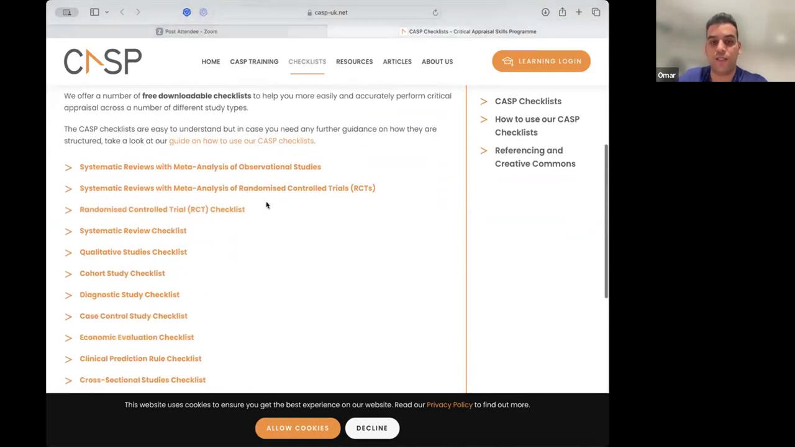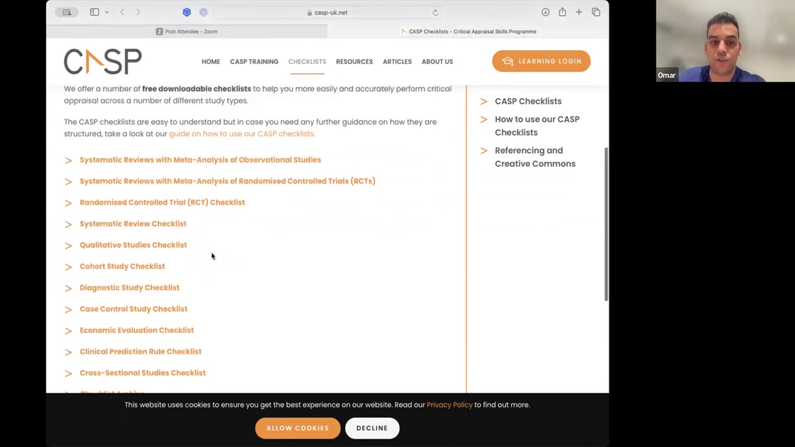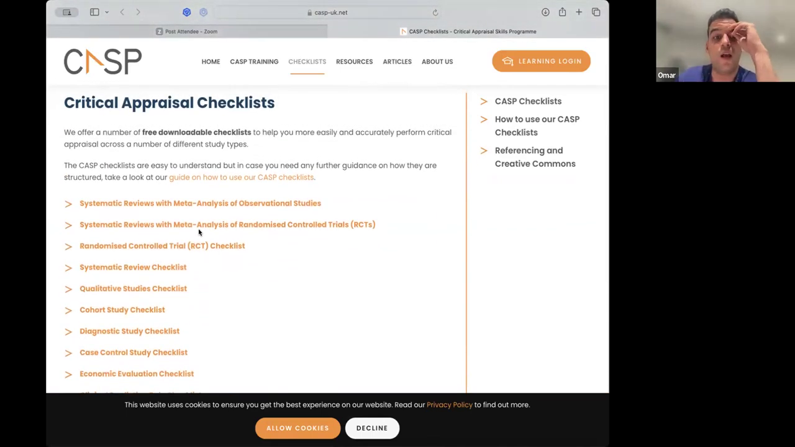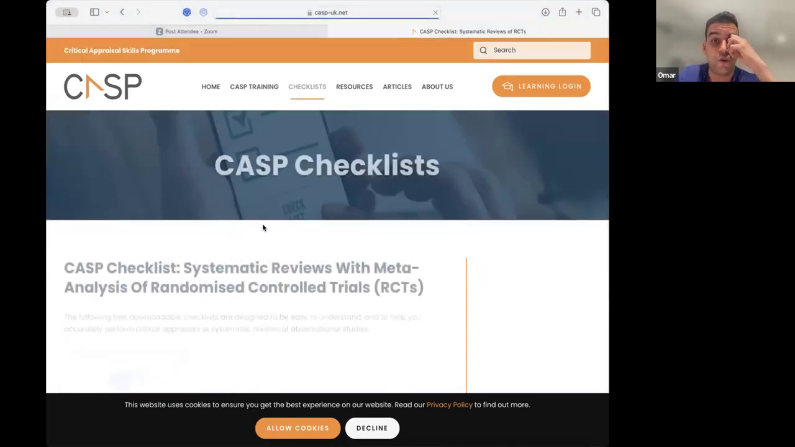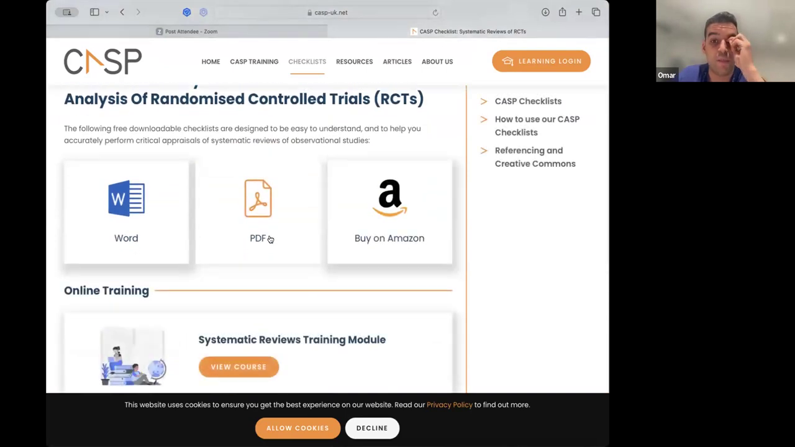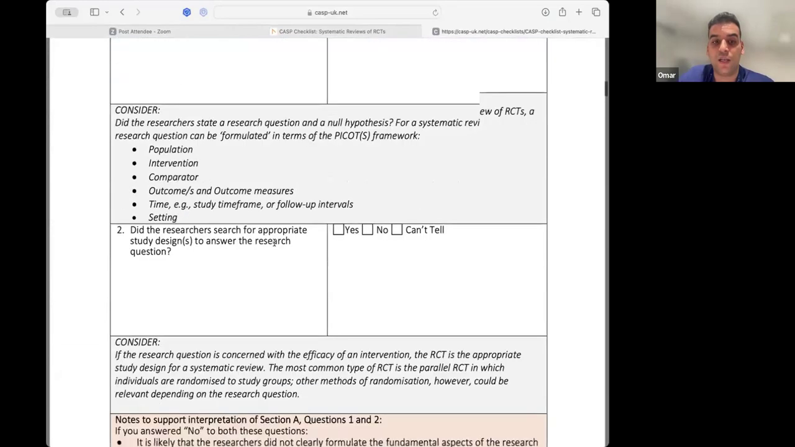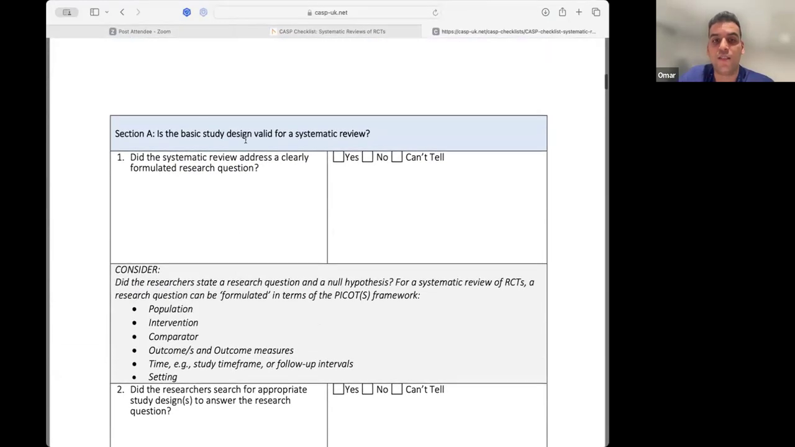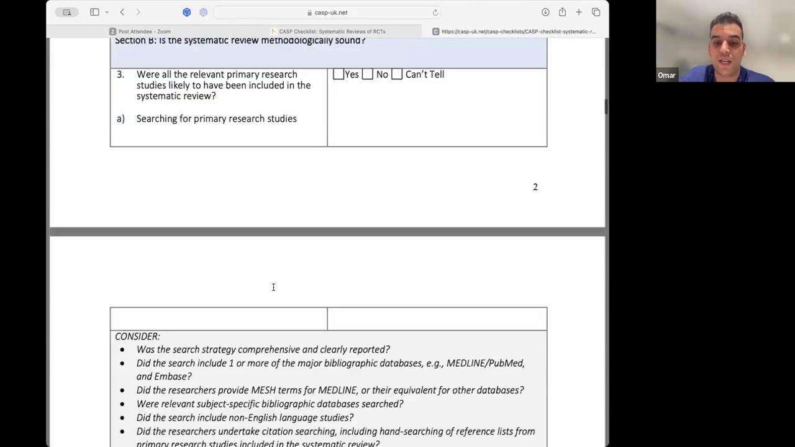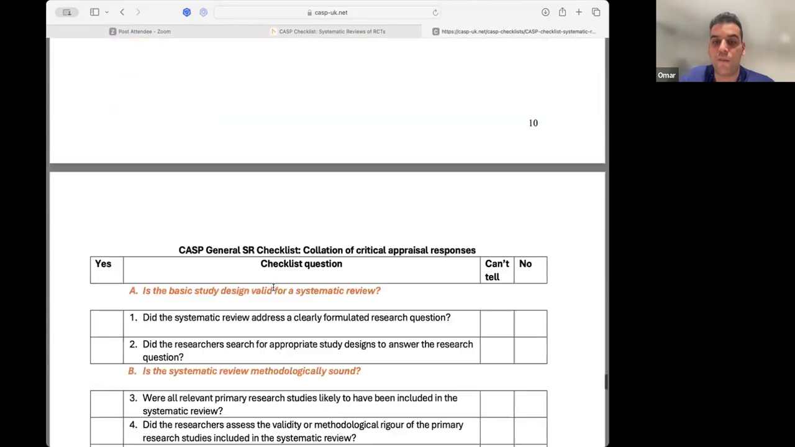The typical stuff they ask is nearly always a meta-analysis. By and large, the most common question you are asked in the FRCS is a meta-analysis or a randomized control trial. This checklist tells you how you should read your studies. If you click on it, it will give you the PDF or Word document on how to interpret a study. It will ask you the questions that you need to ask. Is the basic study design valid for a systematic review? Then it says, consider all of this stuff. Basically it's a checklist that you go through when you're reading a paper.